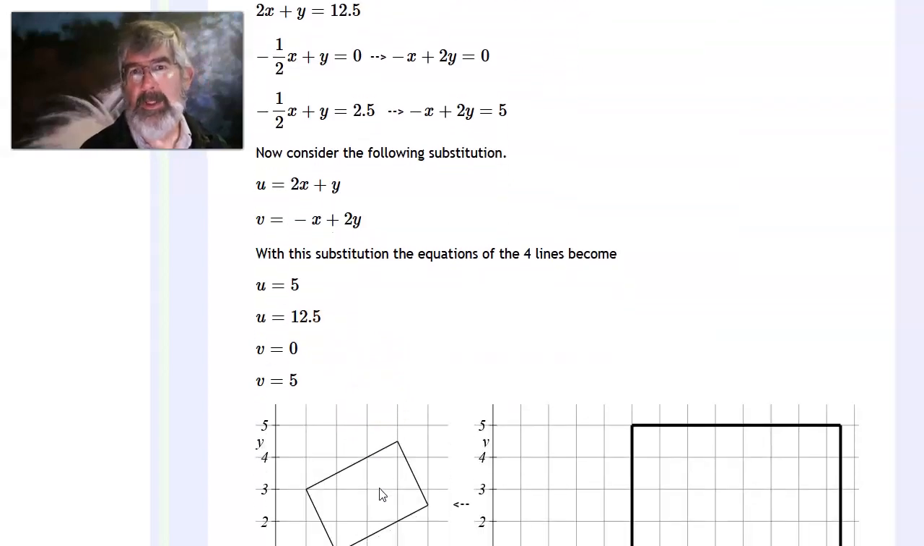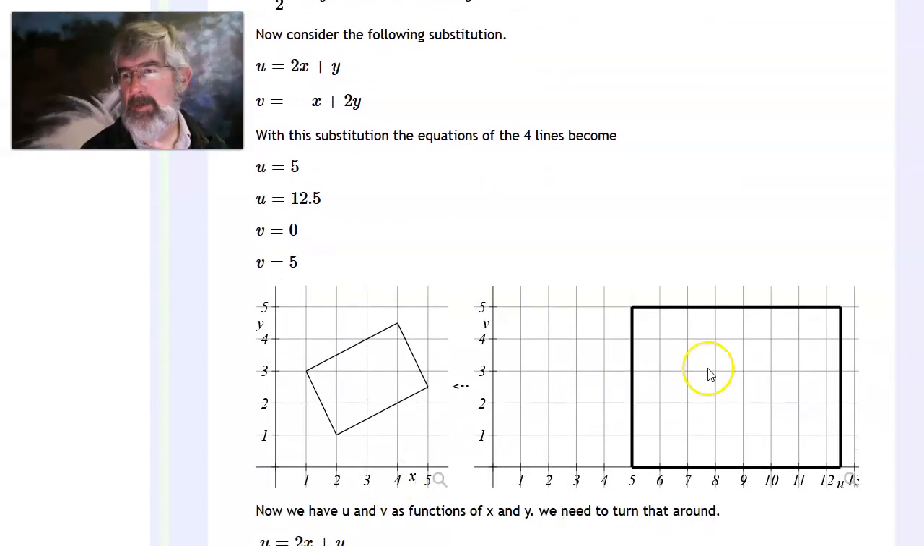Okay. So thinking about that in the uv plane over here, so this is u versus v, where this one is x versus y. In the uv plane, this is a rectangle that runs in the u direction from 5 to 12.5, and in the v direction from 0 to 5. And this transformation is going to take these u's and v's and turn them into those x's and y's, and this rectangle is going to get substantially smaller.